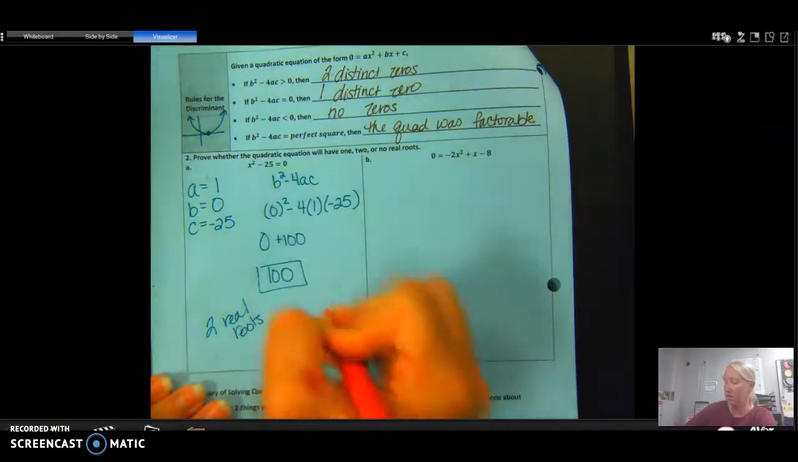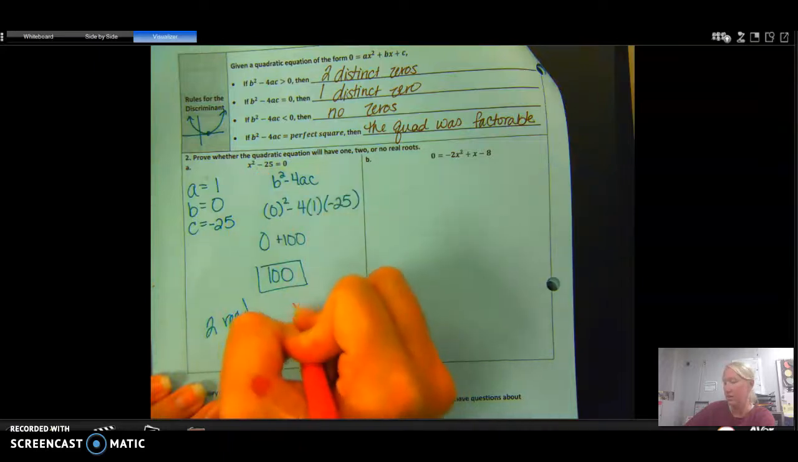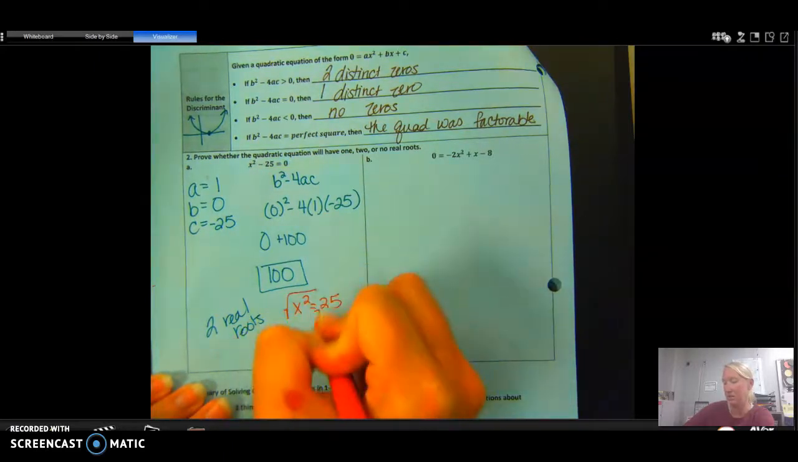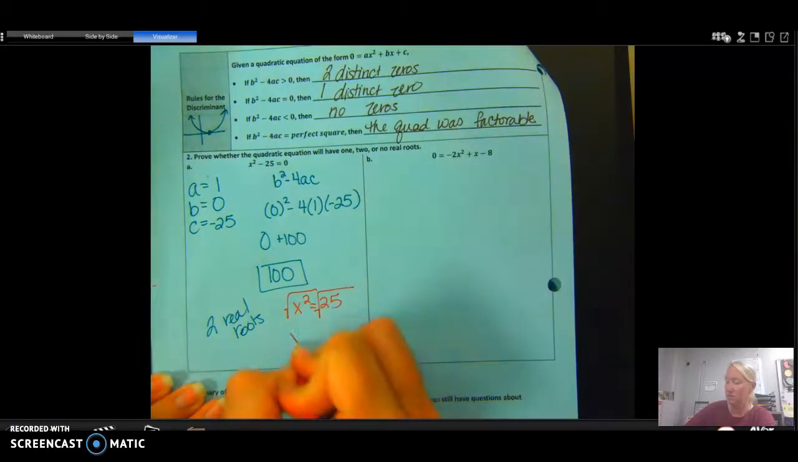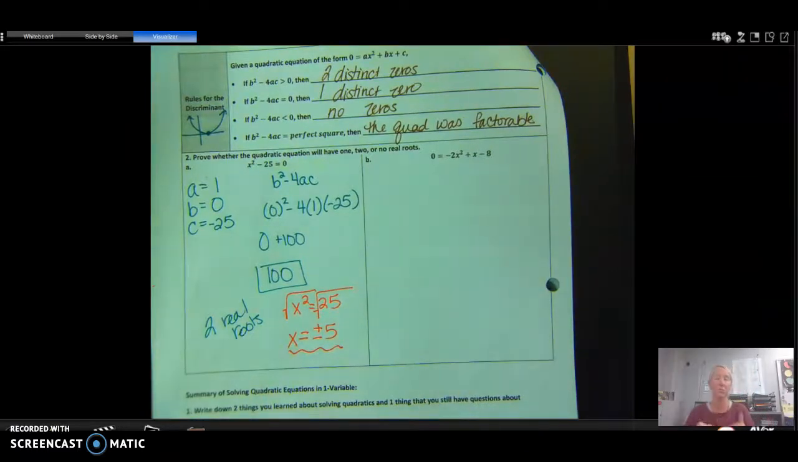If I look at this one, the easiest way to solve it would be to get x squared by itself. So add 25 to both sides, so I get x squared equals 25, and then I'm going to square root it. Square root of x squared is x. Square root of 25 is positive or negative 5. Those would be your zeros, at 5 and negative 5.